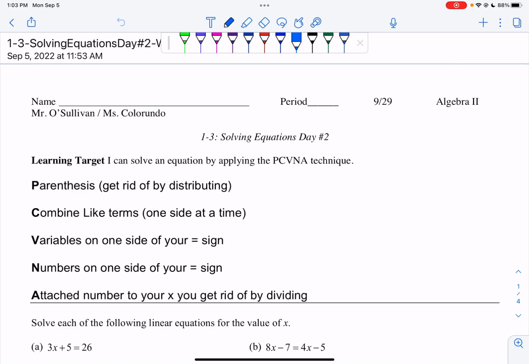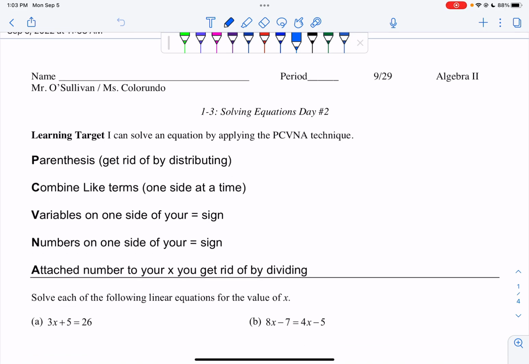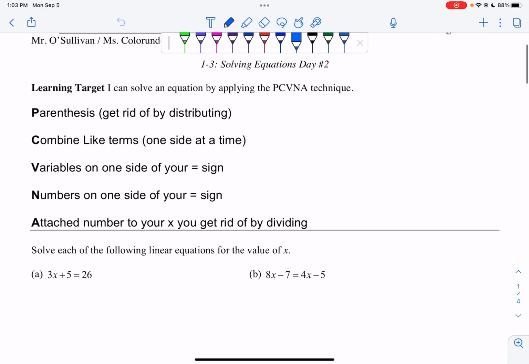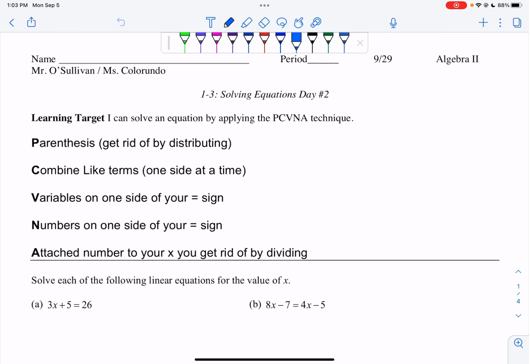All right, let's look at our solving equations day number 2. These equations are a little tricky, just a heads up, so please pay very close attention to your PCVNA technique, which we've been using since Algebra 1. Today's learning target is I can solve an equation by applying the PCVNA technique.